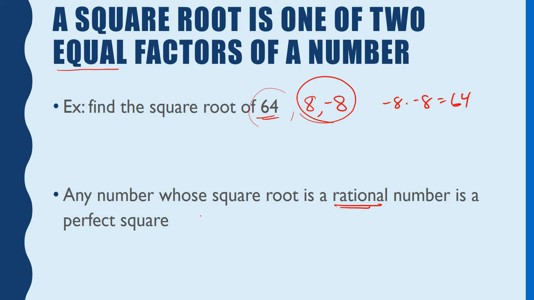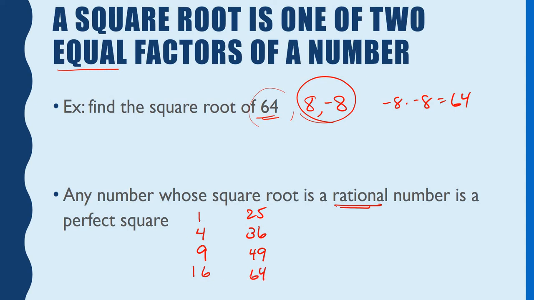Let's make a list of some of the perfect squares. 1 is a perfect square because its square root is 1 times 1. 4 is a perfect square because its square root is 2. If I square 3, I get 9, so 9 is a perfect square. 16, whose square root is 4. 25, square root is 5. What number has a square root of 6? 36. Square root of 7, 49, square root of 49 is 7. The square root of 64 is 8.